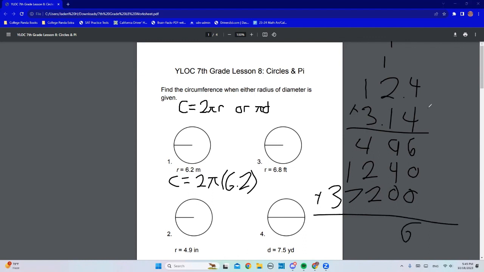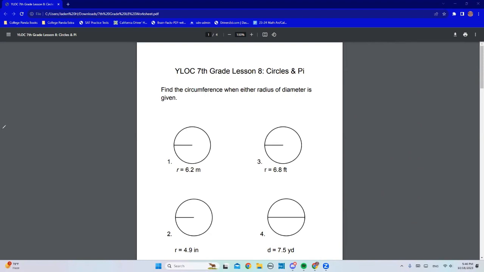So let's add this all together. 6, 3, 9, 8, and then 3. And then finally, we just add the decimal point. And then we should get our answer of 38.936. And that is the circumference. All right, let's try out the next problem.